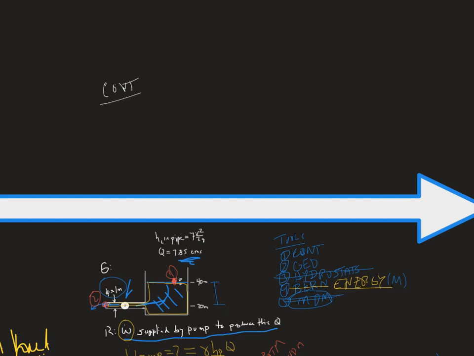Continuity says Q equals V1A1. Oh, no, I want to do this at 2. Let's undo that. Q equals V2A2. I'm going for the little pipe because we know its diameter. My Q for this problem is 7.85 CFS. V2 is what we're looking for, and A2 is going to be the average, pi times 1 meter squared on 4. Oh, 1 meter.